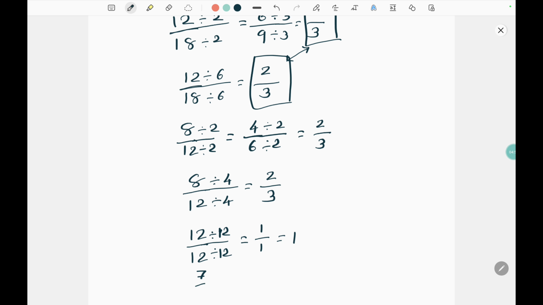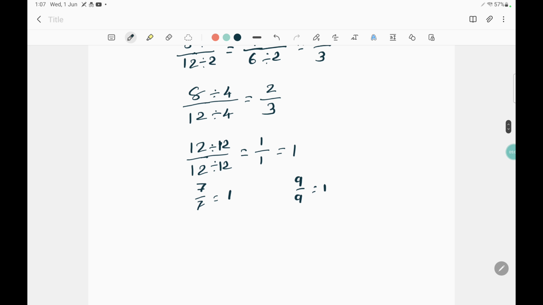Let's see 7 over 7, the answer is 1. 9 over 9, the answer is 1. Okay. So whenever you see the top and bottom numbers are the same, then simply the answer is 1. When you simplify, the answer is 1.